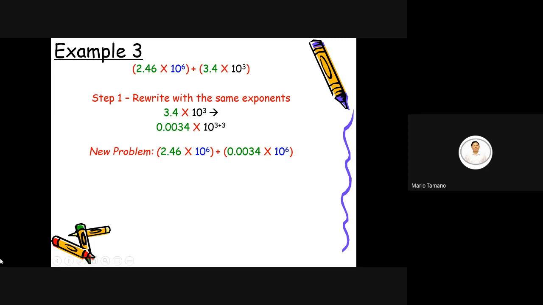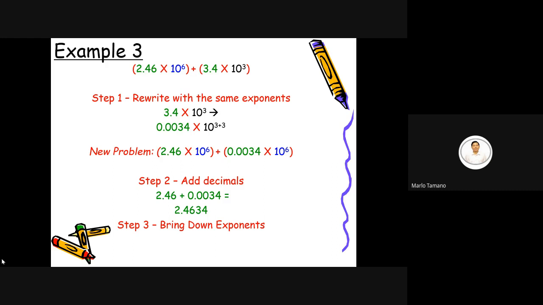This is the time you proceed to step number 2: add decimals. Add 2.46 and 0.0034. What is the sum? 2.4634, so 4,634 ten-thousandths. That is correct. And of course, step number 3, bring down the exponent. So 2.4634 times 10 to the 6th power. Final. Next.